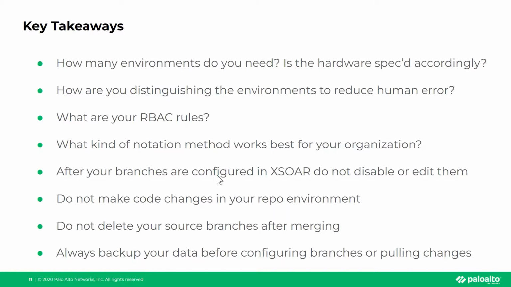What notation method works best for your organization? I gave you an example of what it looks like, how you can maintain that level of change control in your repo, and also show your analysts what's being changed. Are your branches configured? Do not disable them. Don't make code changes in your repo environment. Do not delete the source branches after merging. That will also break sync. Always back up your data. So those are definitely some of the key takeaways I hope you get from this.